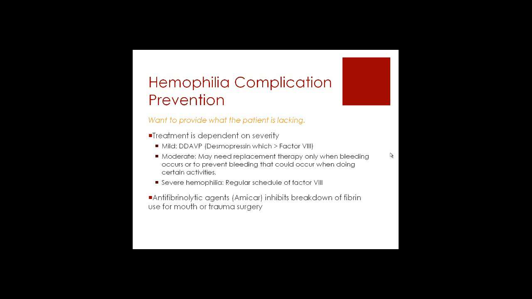So really, when we're trying to treat, the best thing to do is prevent, right? For hemophilia, we really want to just provide what the patient is lacking. Treatment is dependent on severity. For those with mild hemophilia, they may just have DDAVP, which increases your factor VIII. With moderate, you may need replacement therapy only when bleeding occurs or to prevent bleeding that could occur when doing certain things.